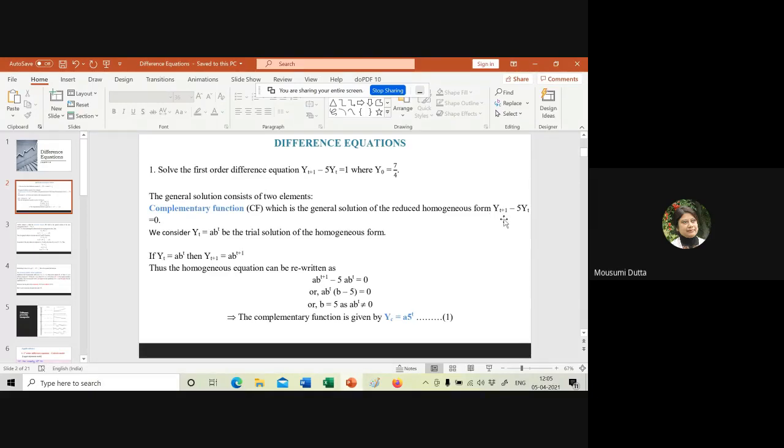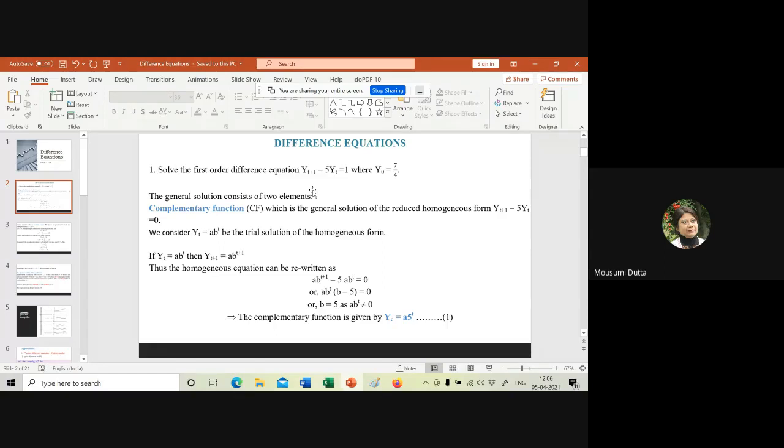What is the homogeneous form? The constant part will be equal to 0. So the equation is y_{t+1} minus 5y_t is equal to 0. All variables with time element will be there, and the constant part we have to consider to be equal to 0. Actually, in this case, all economic variables are on the left hand side, so y_t may be on the right hand side. I could write the equation as y_{t+1} is equal to 1 plus 5y_t.